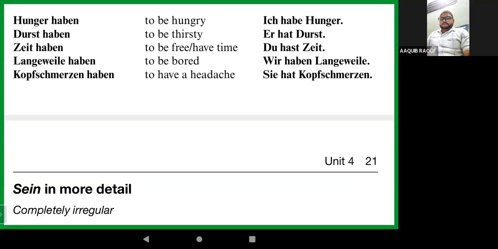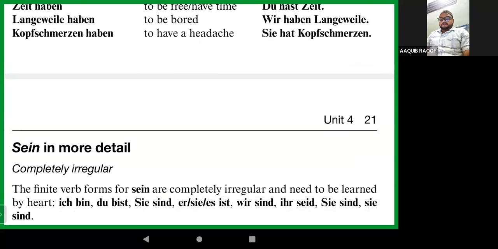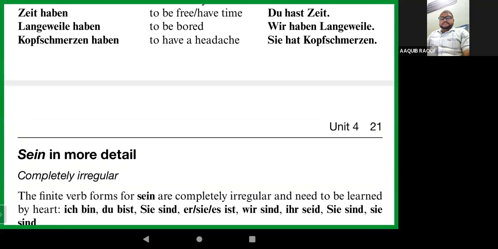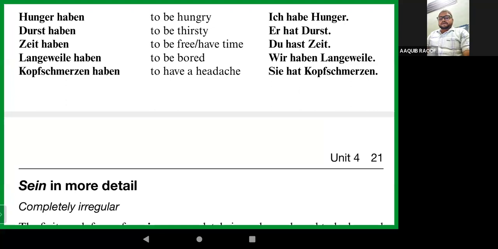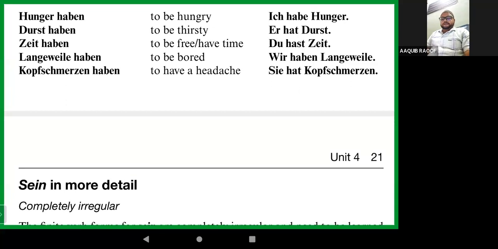Kopfschmerzen haben, to have a headache. Kopf is head, Schmerzen is pain. So to have a headache: sie hat Kopfschmerzen. She has a headache. Now, ich habe Kopfschmerzen. I have a headache.